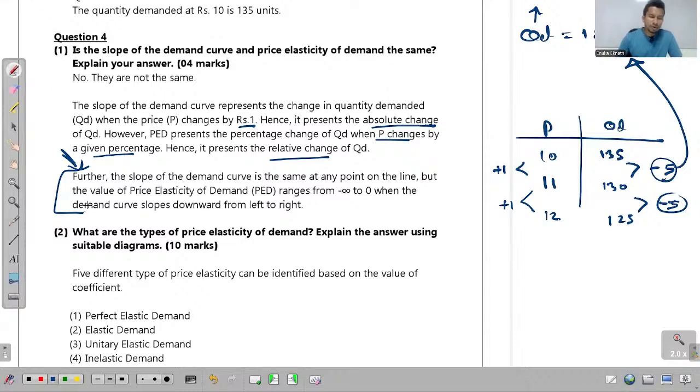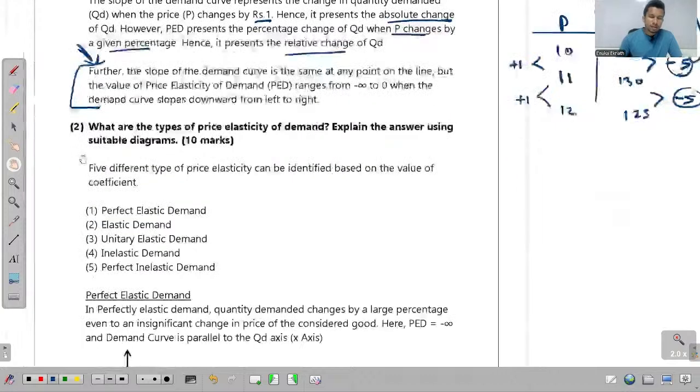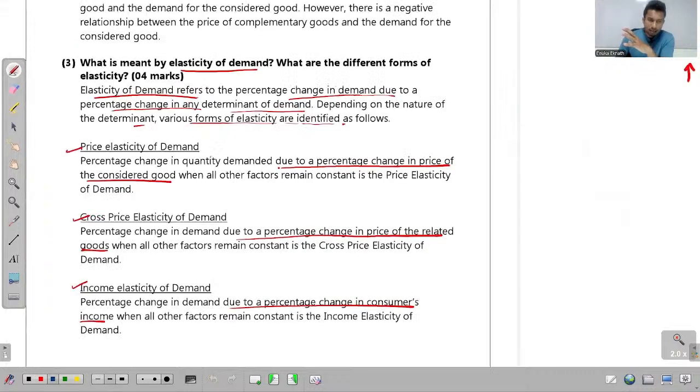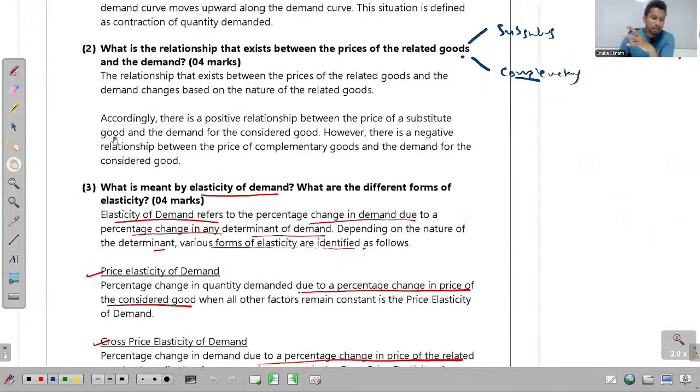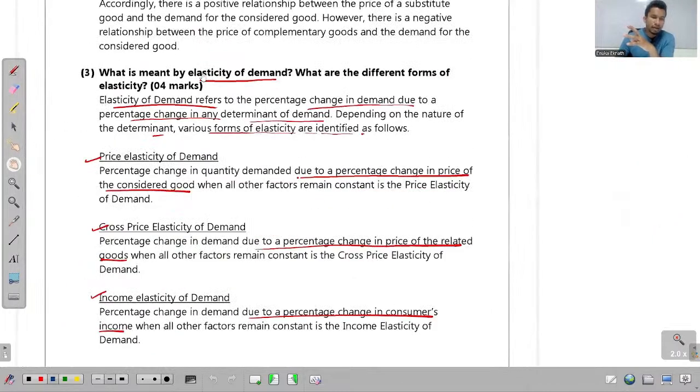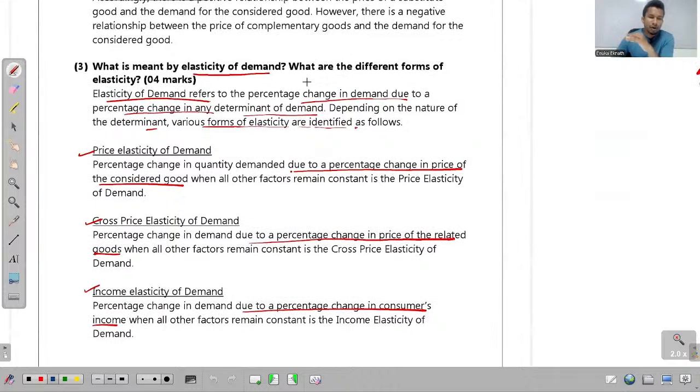Right, now we will move to the second question under the main question 4. The question is asking, what are the types of price elasticity of demand? See that now, these are two different concepts. In question 3, part 3, I asked for the different forms of elasticity. See, different forms of elasticity.